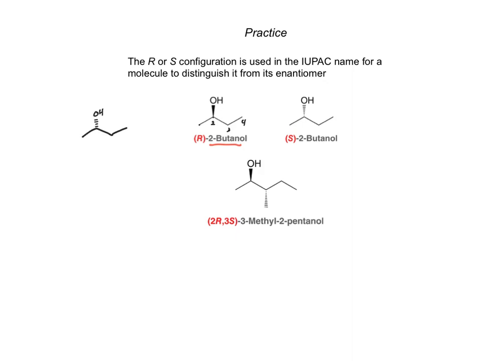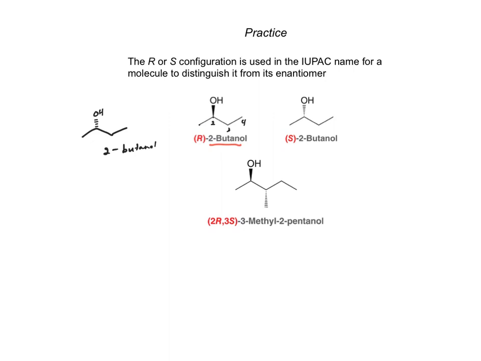Where we have the exact same 1, 2, 3, 4 carbons. We've got an alcohol group attached to carbon 2, right? So both of these are 2-butanol, right? They are not the same molecule though, right? They are non-superimposable mirror images of one another, right? Because they're non-superimposable, they're not the same molecule.